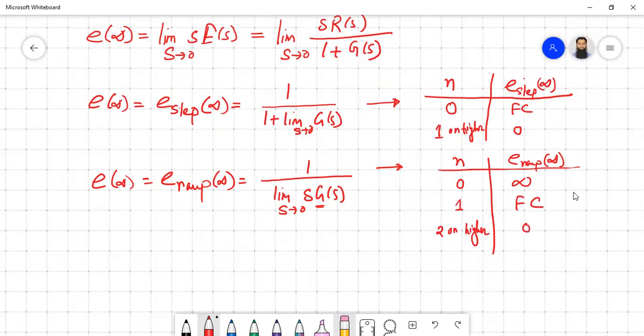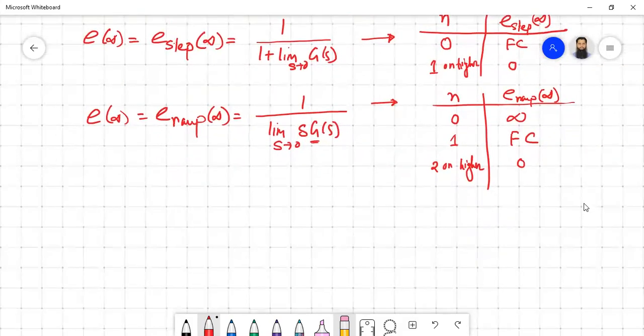So this is the condition for how many poles we have at the origin. Based on that, these are the three values. For the step, there are only two possible values. Last time, I think we explained it graphically. This time, we also prove this scenario mathematically.